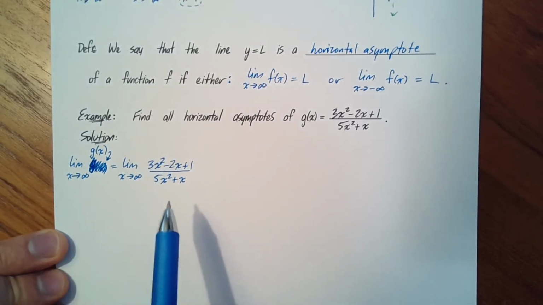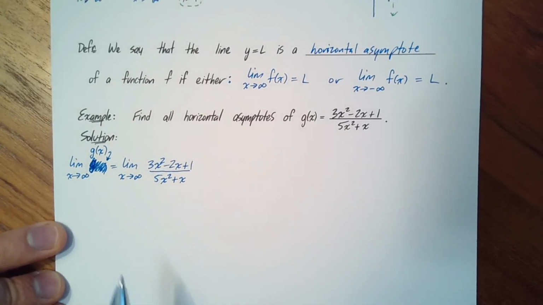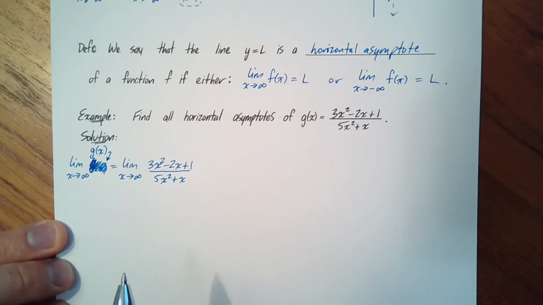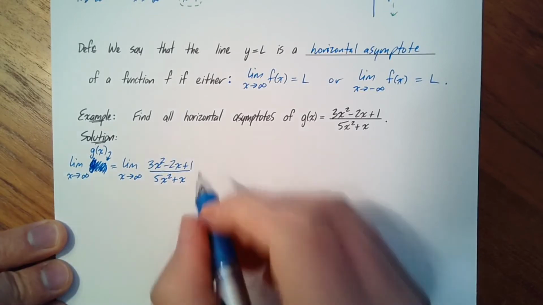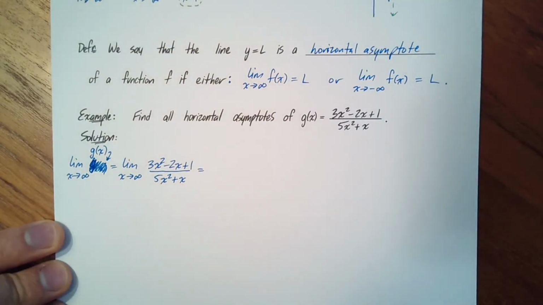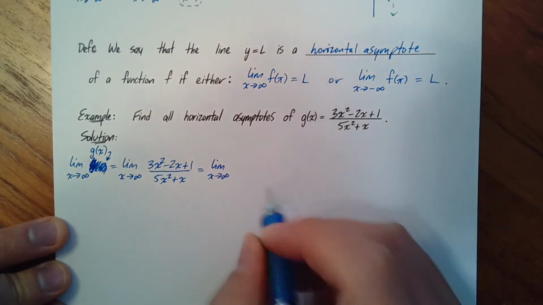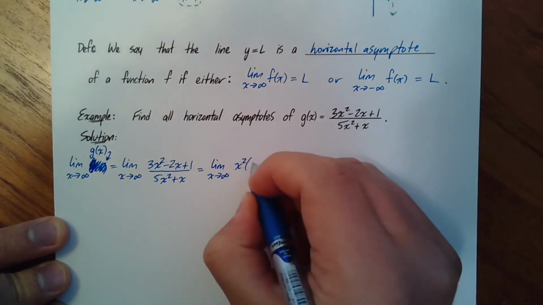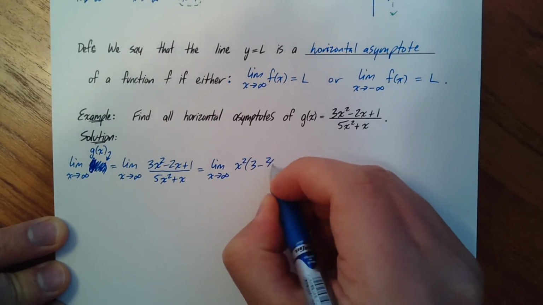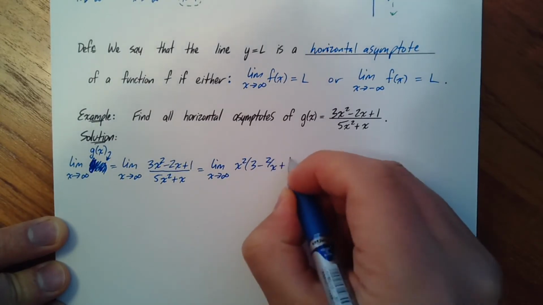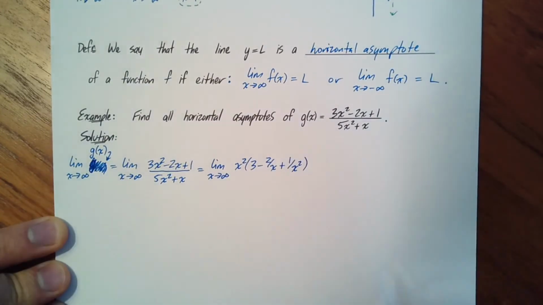And here's what we'll do. So just look at it this way. Factor out the highest power of x that appears anywhere in the numerator and the denominator. So in the numerator, we've got an x squared, so we're going to factor out an x squared. So we'll have x squared times 3 minus 2 over x plus 1 over x squared.